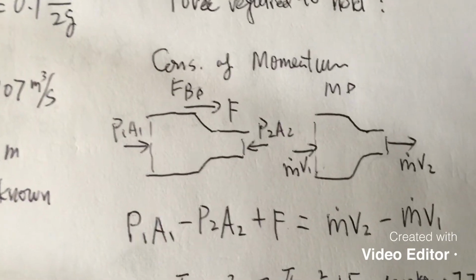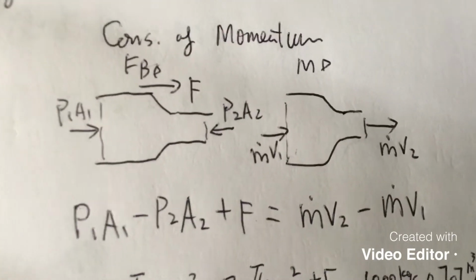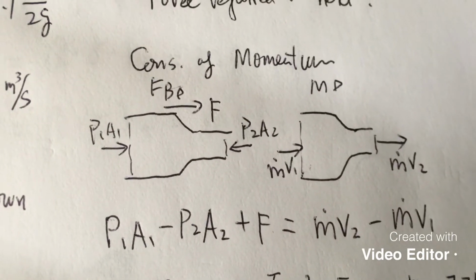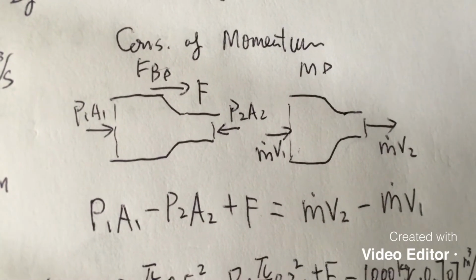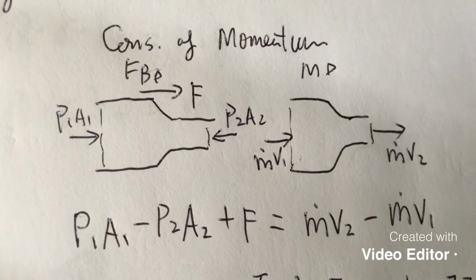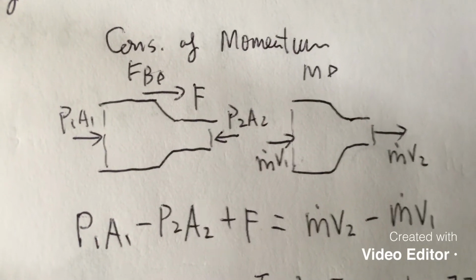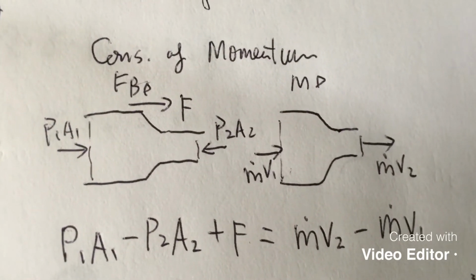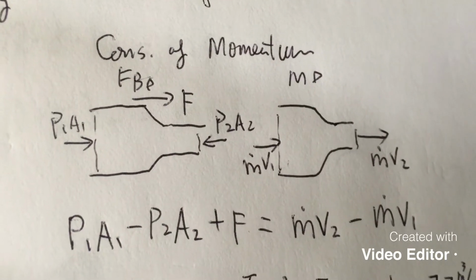So the equation, right? After you draw this diagram, put the equal sign, and the left side is the summation of force, the right side of the equal sign is the summation of momentum, right? So P1A1 minus P2A2 plus F, that's the force balance, right? Equals momentum out minus momentum in. Both momentums are positive, so momentum out minus momentum in.